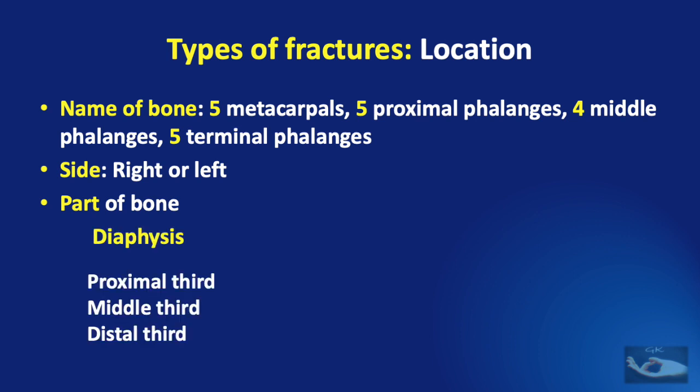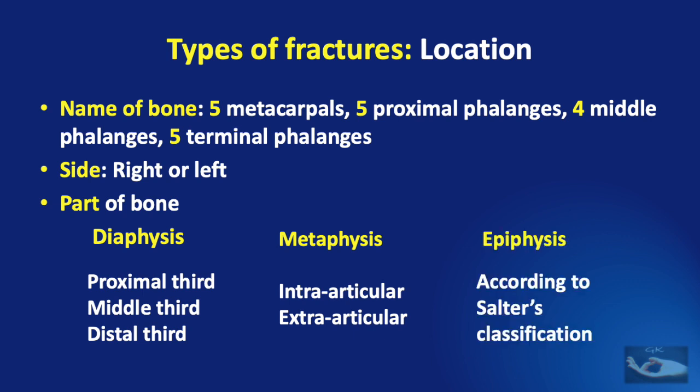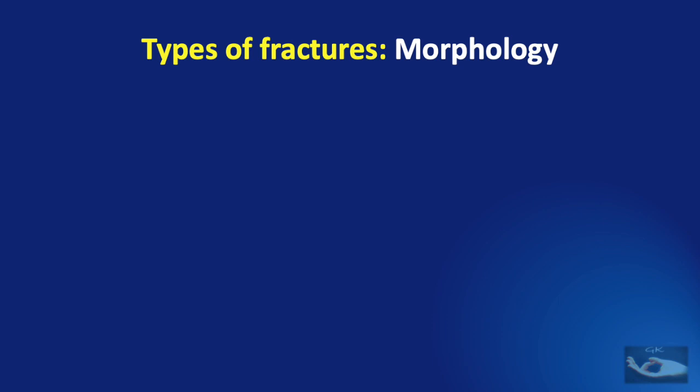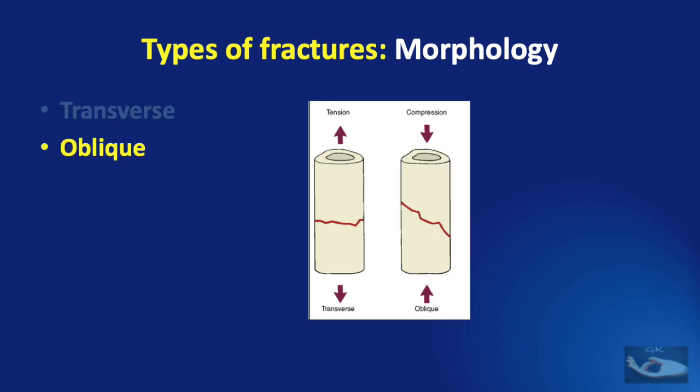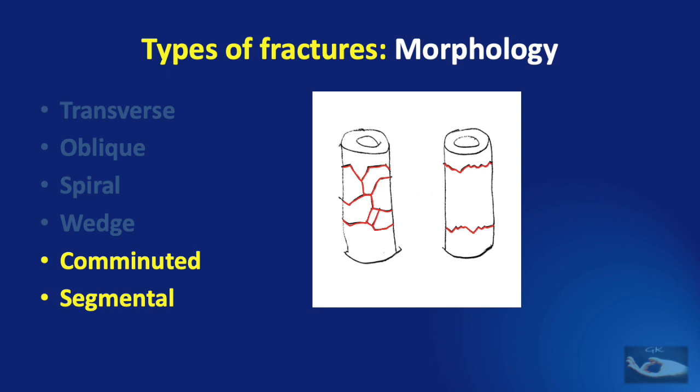That is, the diaphysis, in which it could involve the proximal third, middle third or distal third, the metaphysis, which could be an intra-articular fracture or an extra-articular fracture, or the epiphysis, which can be classified according to the Salter-Harris classification. Based on the morphology of the fracture, it could be classified as transverse, oblique, spiral, wedge, comminuted or segmental, and all these types are based on the orientation of the fracture lines.